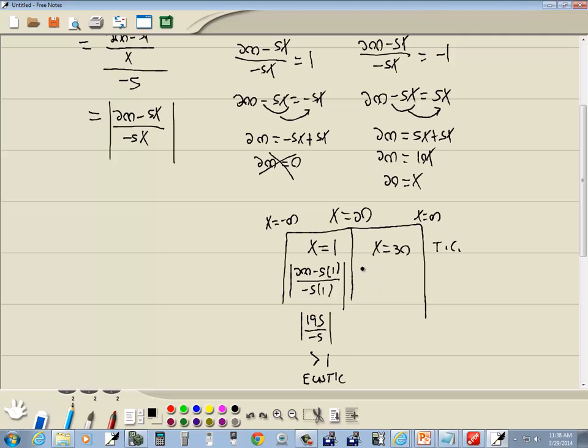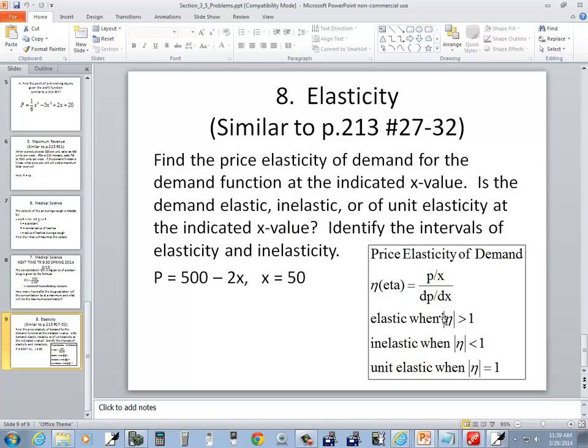Now, if I plug in 30, I've got 200 minus 5 times 30 over negative 5 times 30. 5 times 30 is 150. 200 minus 150 is 50 over negative 5 times 30 is negative 150. And what is that? Negative 1/3, which is positive 1/3 in absolute value, which is less than 1, which means it's inelastic. Again, we're just using that as a test case to determine elasticity.